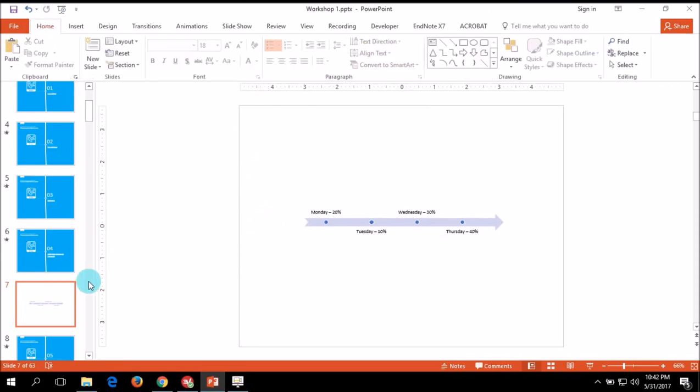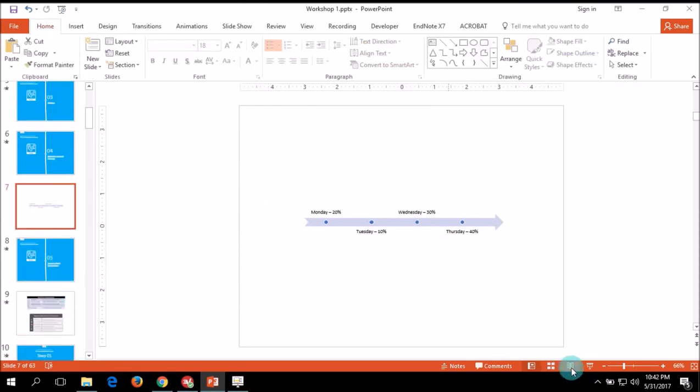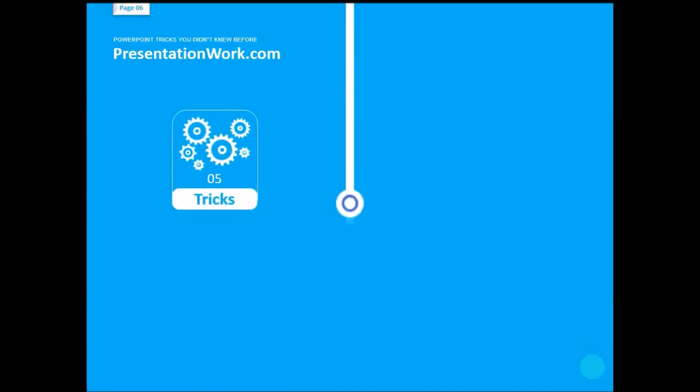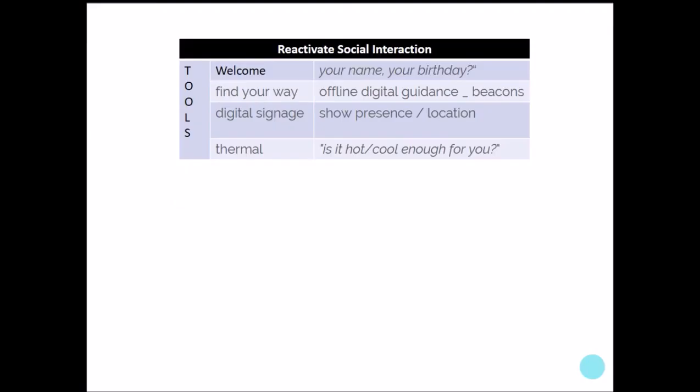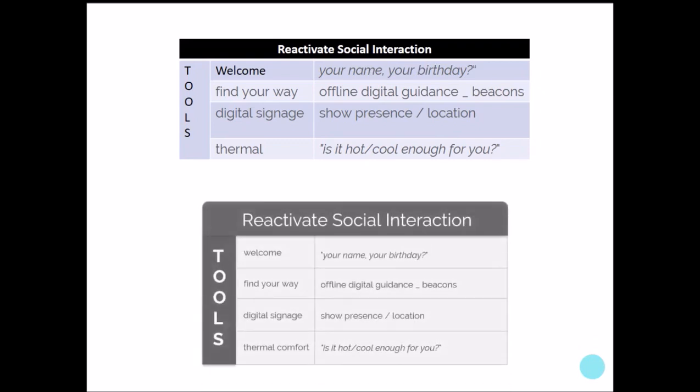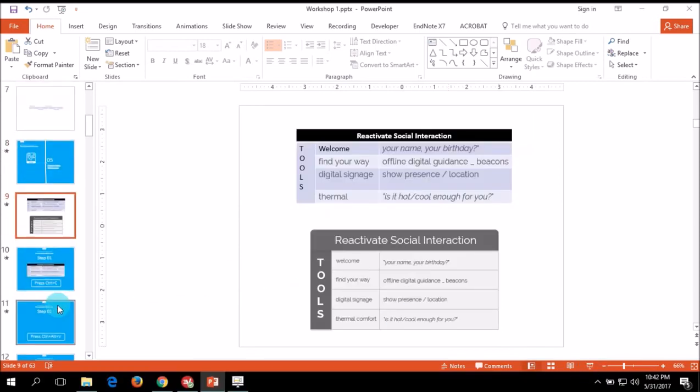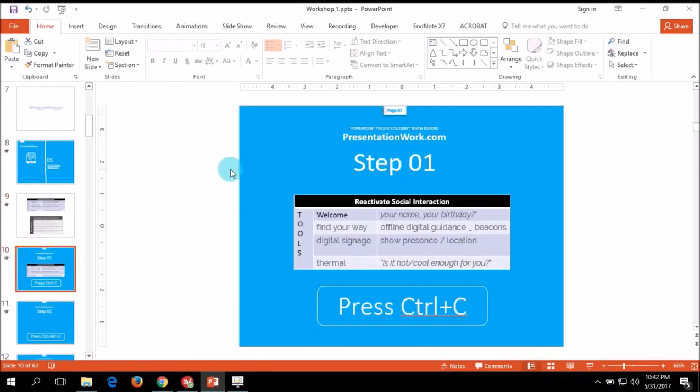Okay, so the final trick is actually the use of classical table conversion into a modern table. And how you can do this. You can see right now in front of your screen that we have a very old and classical looking table, and if you want to convert it into something like this, then you have to adopt these few simple and very easy to use steps.